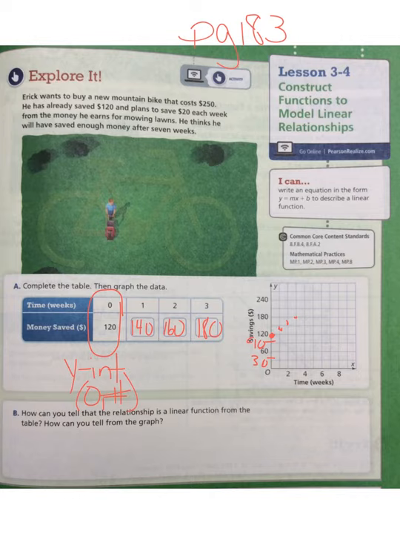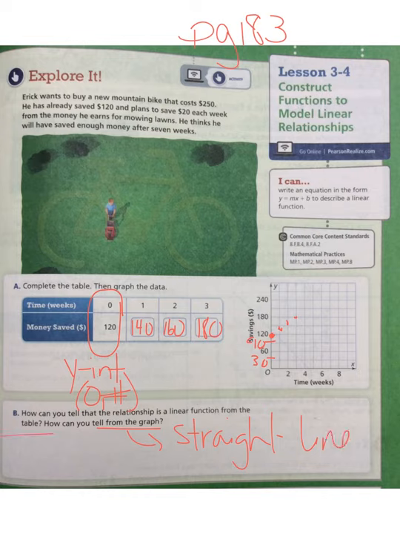Okay, we can see that this is a linear equation. It says, how can you tell if the relationship is a linear function from the table? How can you tell from the graph? Well, let's start with the graph. Why do we know this is linear? It's a straight line. How do we know from the table?